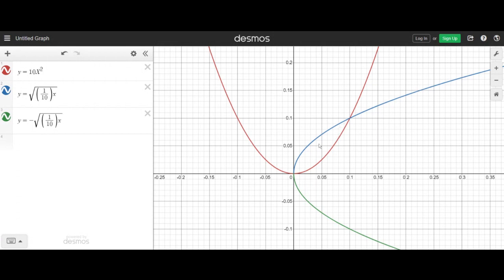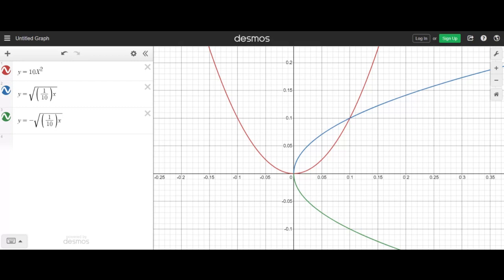So here's the area. Now, what do we have to do to find this area here? What do we need to find first off? The intersection points. That's right. So, okay, that's fine.